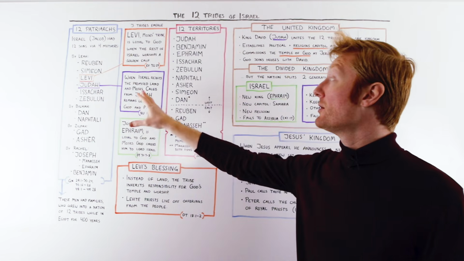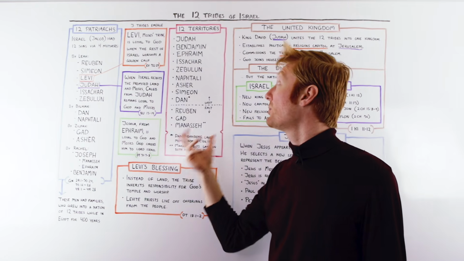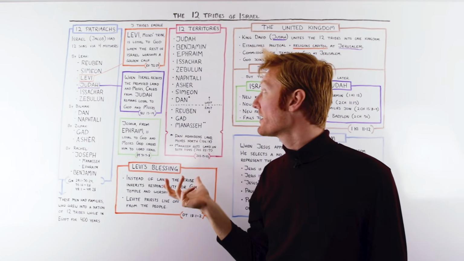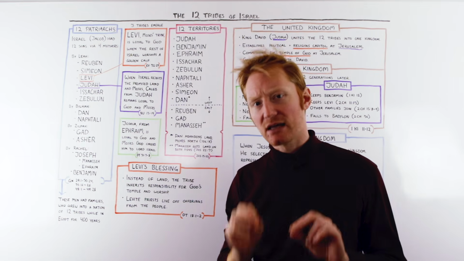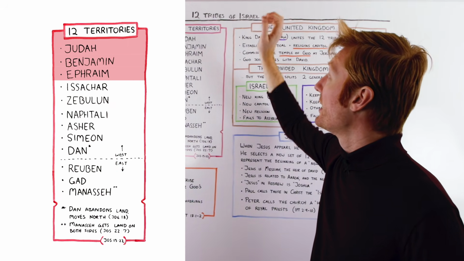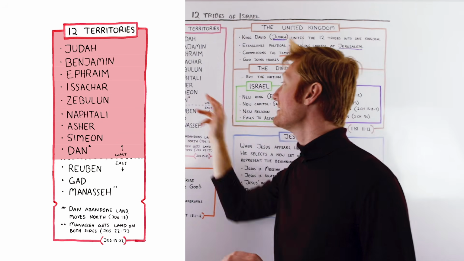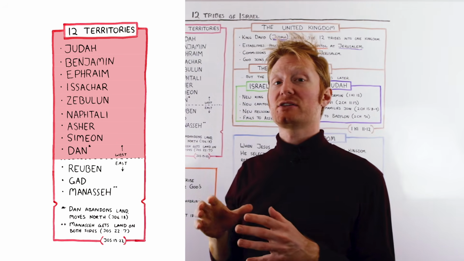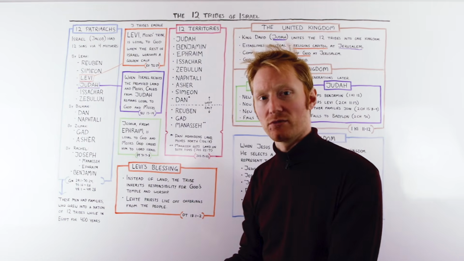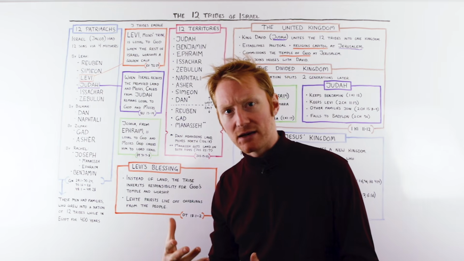Now, when we get to the book of Joshua, we see the 12 tribes getting 12 territories. And this is where things get kind of interesting. So Judah, Benjamin, Ephraim, Issachar, Zebulun, Naphtali, Asher, Simeon, and Dan are all given territories west of the Jordan River, in the promised land proper, in the land of Canaan.